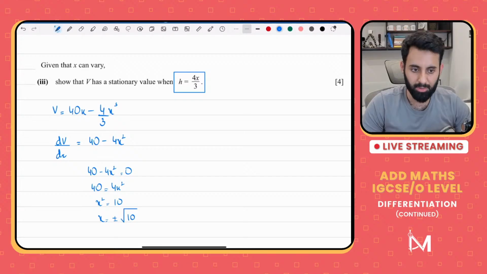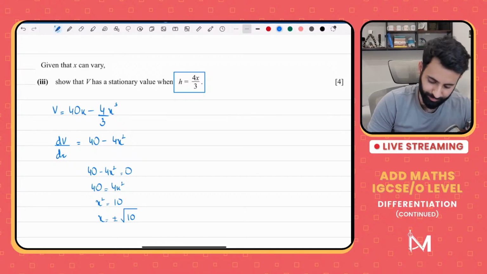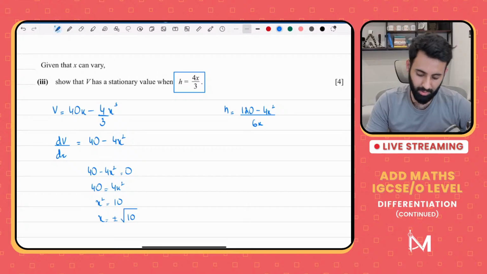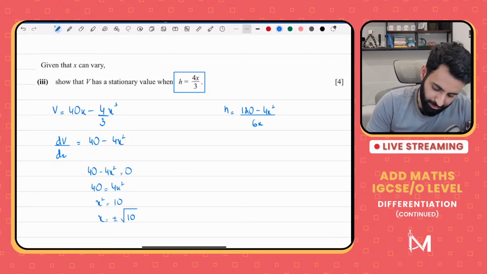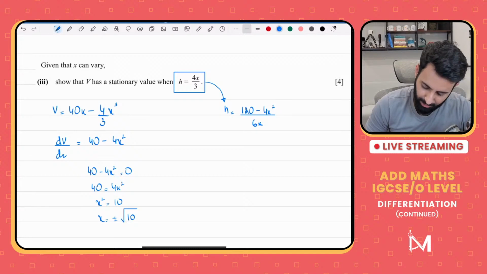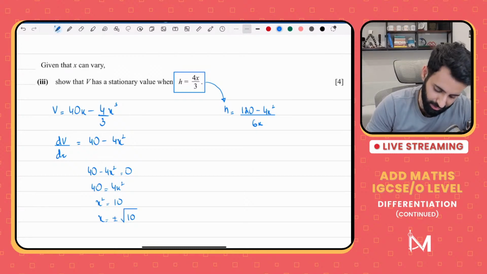Okay, so what do we do? Here's what we do. So remember, h was equal to what? h was equal to 120 minus 4x square upon 6x. Now, if I plug in the value of h here, I should technically end up with the same value of x. Let's see if that's the case.